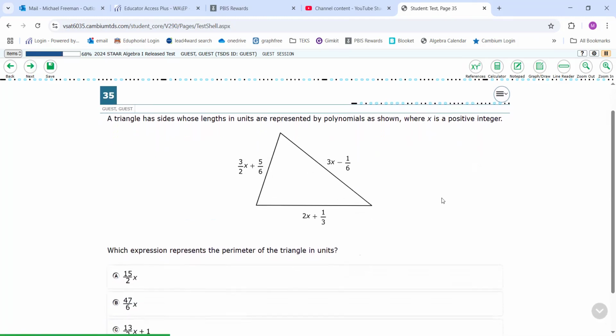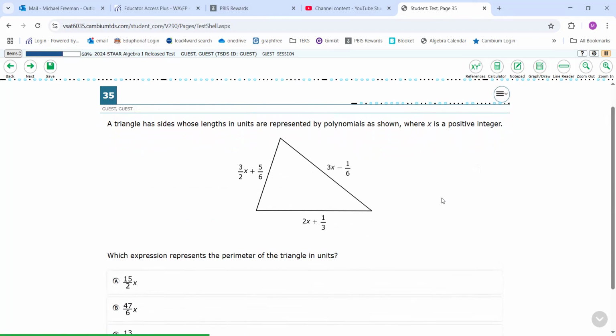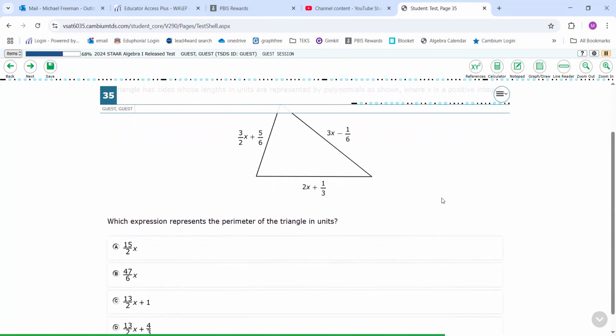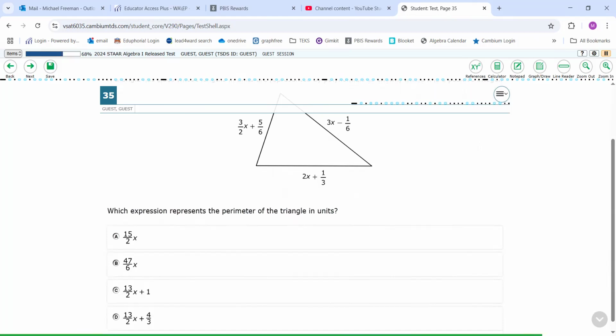All right, a triangle has sides whose lengths in units are represented by polynomials as shown, where x is a positive integer. Which expression represents the perimeter of the triangle in units? Well, for perimeter, we just add up our sides. All right. Well, we have variables and we have constants. Let's add up our variables first. So I got 3 halves plus 3 plus 2.